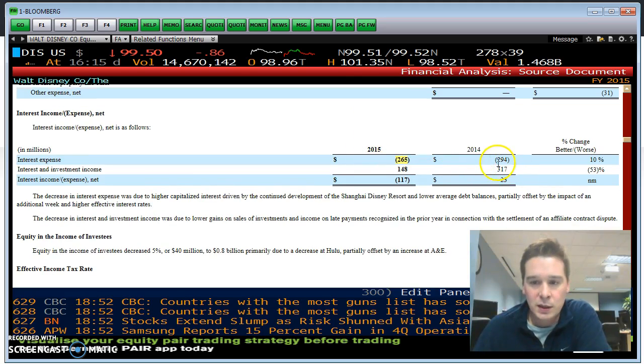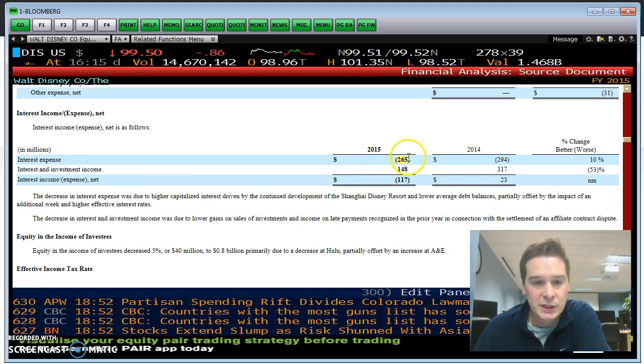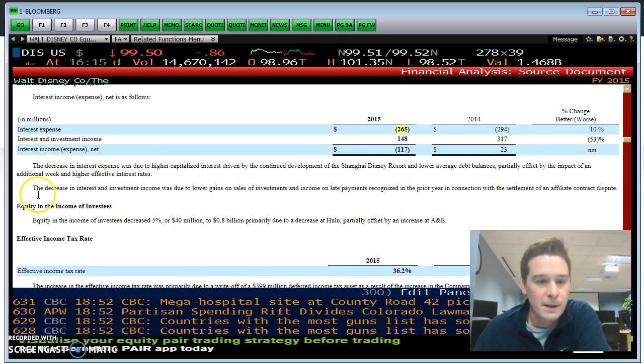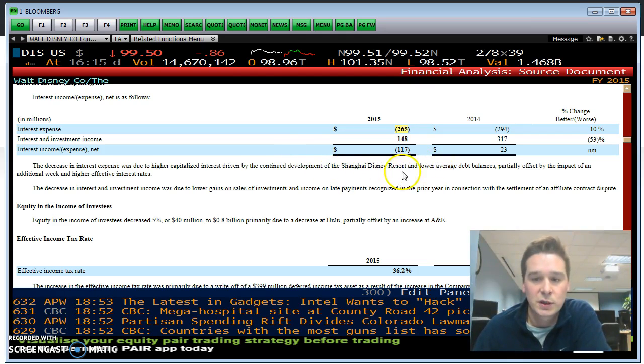And so we can see last year's 294, this year 265. Okay, so it looks right. Looks like they're pulling from the right section, interest expense. But here, right under it, Disney gave a little explanation. The decrease in interest expense was due to a higher capitalized interest driven by the continued development of Shanghai Disney Resort, blah, blah, blah. We can read all that.